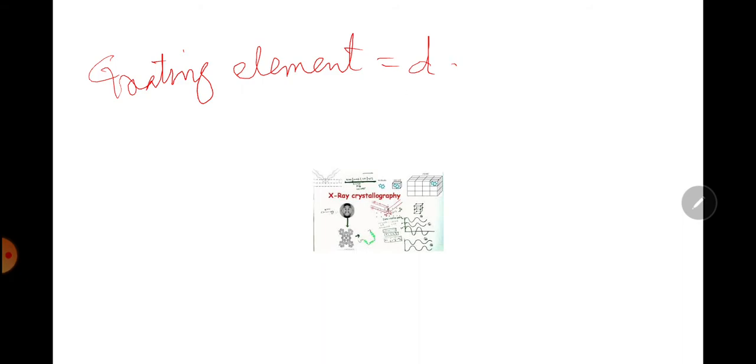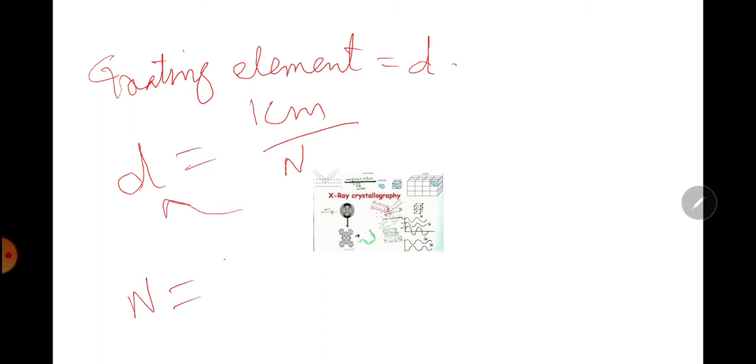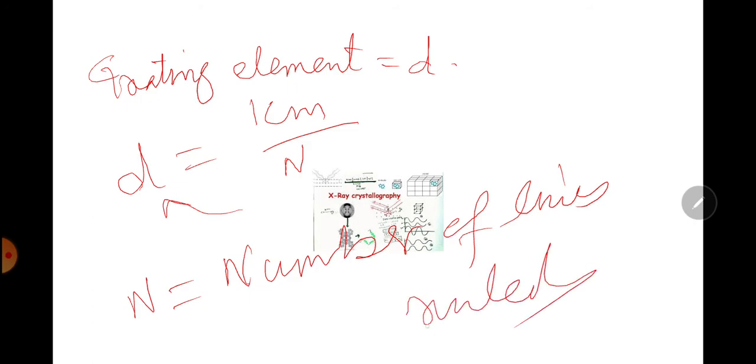Now I will write something. The width of the slit is called the grating element. Grating element is represented by D, where D is this. Its value is obtained by dividing the unit length of the grating by the total number of lines ruled on it. D is equal to 1 unit length, which we take in centimeter. If you consider millimeter, take millimeter, divide by lines ruled per millimeter. You will get this one. N is the number of lines ruled.